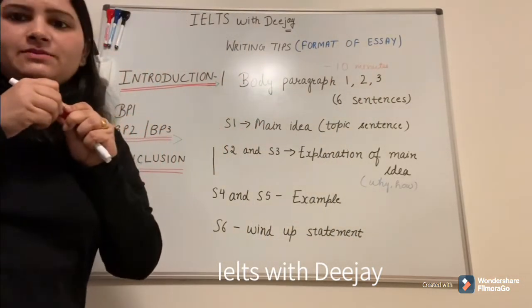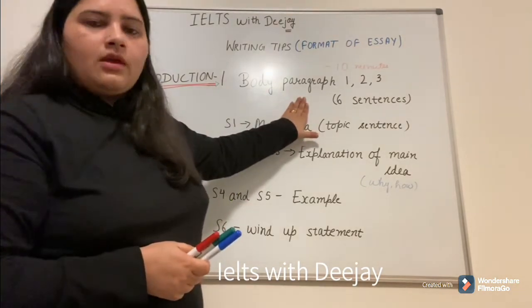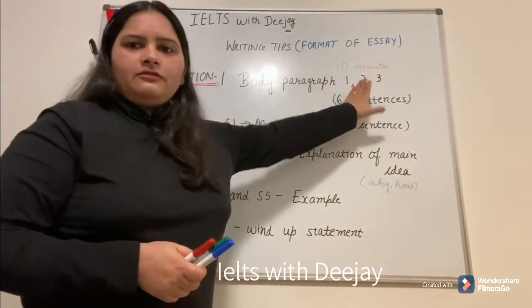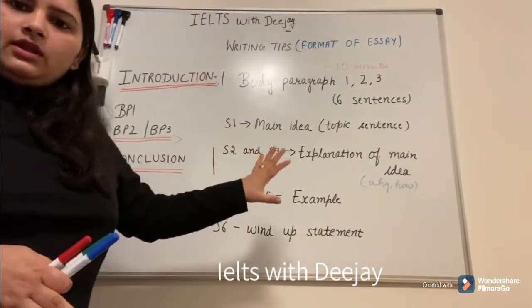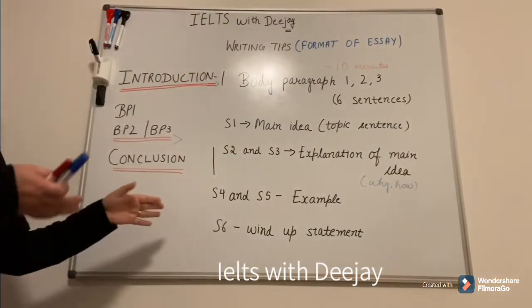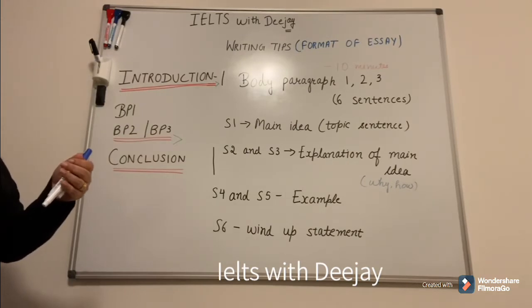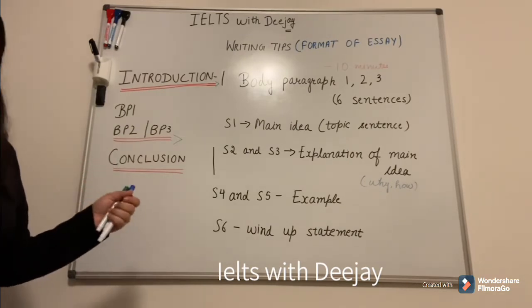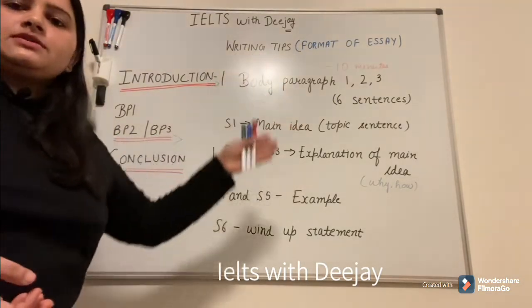Because we have given 6 minutes for the introduction, we can spend 10 minutes on one paragraph, 10 minutes on the second body paragraph, and 4 to 5 minutes for the conclusion. This is how we can do it in an effective way. So now you can write it down or take a screenshot so it becomes easy for you to understand how you have to write your body paragraph 1, body paragraph 2, and if there is a need, body paragraph 3.